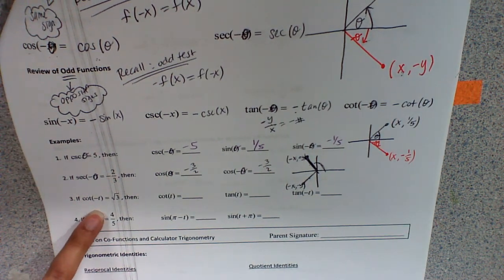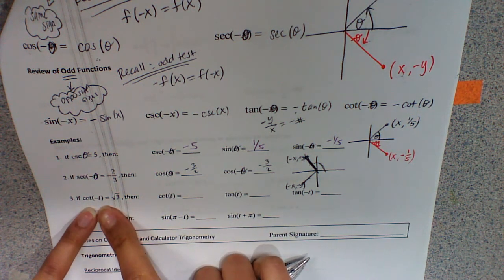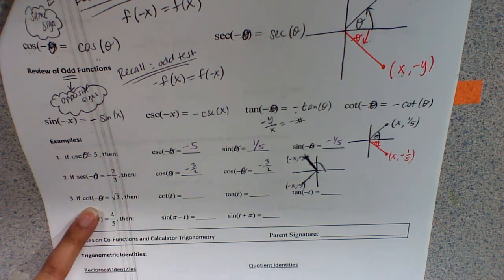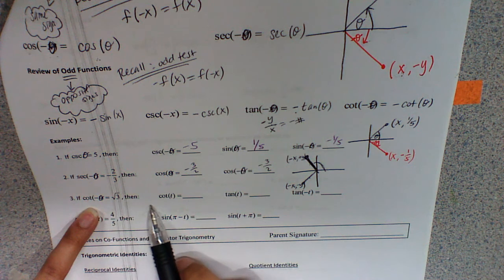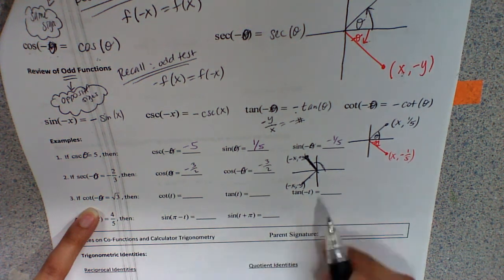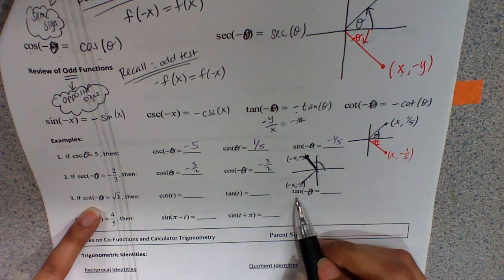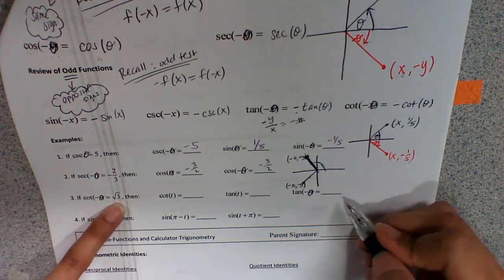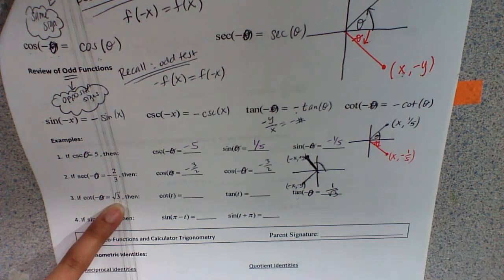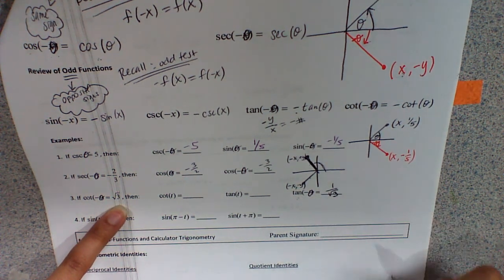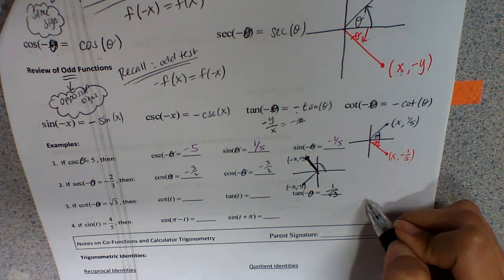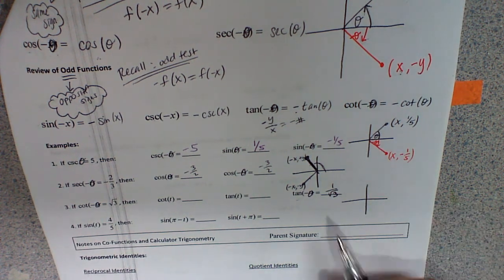Okay. Number 3, cotangent is given of negative theta. Because it's a negative angle, negative theta, let me scan through. Here's a negative theta, and it's asking for tangent. So I know cotangent and tangent are reciprocals. I'm simply going to take the reciprocal of that. So there's my answer on that one, 1 over root 3. And again, that is a negative angle.